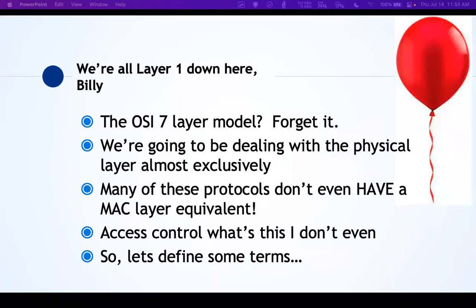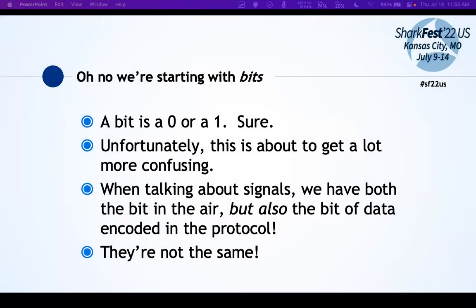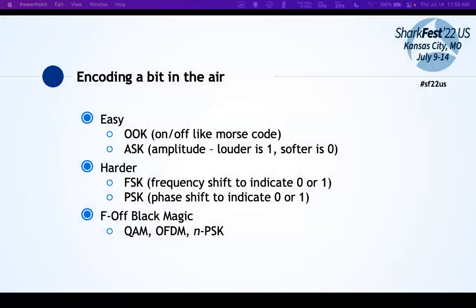So digging into this weird layer 1, we're going to have to define some terms again. Oh no, we're starting with defining bits. So a bit is a 0 or 1. Surprise. Unfortunately, that's not all. If we're talking about signal analysis and SDR capture, we have the bit in the air. The encoding has a 1 or a 0, but that doesn't mean it's a 1 or a 0 in the protocol. It just means that it's a state transition in the air, but you might need multiple bits to encode 1 bit of data in reality, which we will get to.